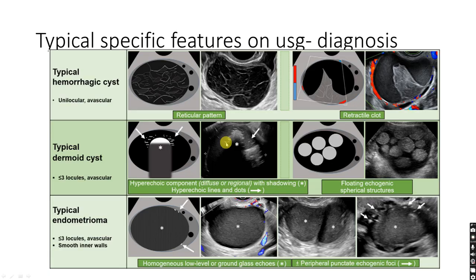Then dermoid cyst: it will appear as a cystic lesion, and the cystic component will show thin hyperechoic lines or dots. It will have a central or somewhat peripheral echo-reflective focus, but there won't be any vascularity in this cystic lesion. Rare but typical can be a pattern with multiple echogenic spherical ball-like structures inside the cystic component. Then endometrioma will show internal homogeneous ground glass, low-level echoes, and it can show punctate echogenic foci in the wall. So these three patterns can be confidently diagnosed on ultrasound, and we can label them hemorrhagic cyst, dermoid cyst, endometrioma.